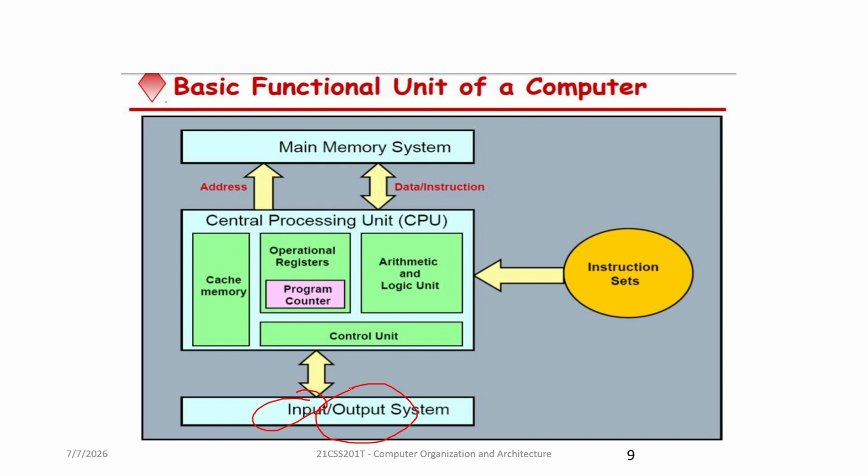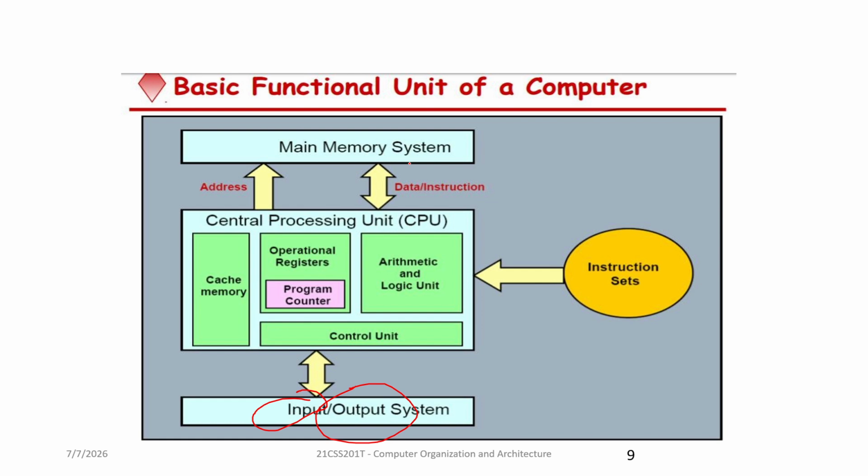Then CPU. CPU denotes a combination of ALU and control unit. ALU means arithmetic and logical unit, so it is capable of performing arithmetic and logical operations. Then the control unit is responsible for coordinating the different units.